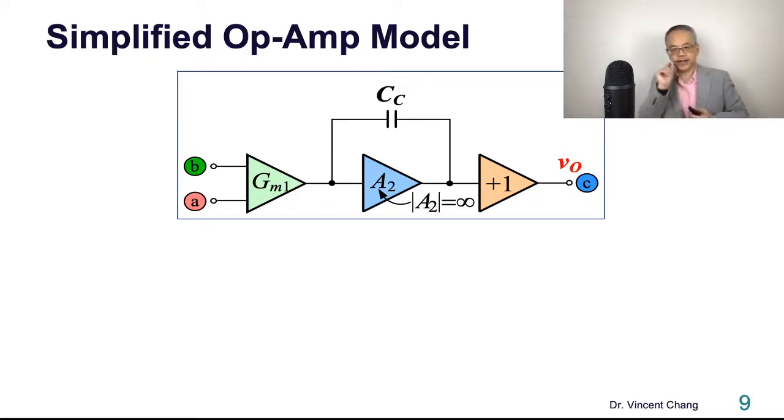A2 is the gain that the second stage provides. And the CC, I introduced this before. I didn't explain it, but I introduced it.